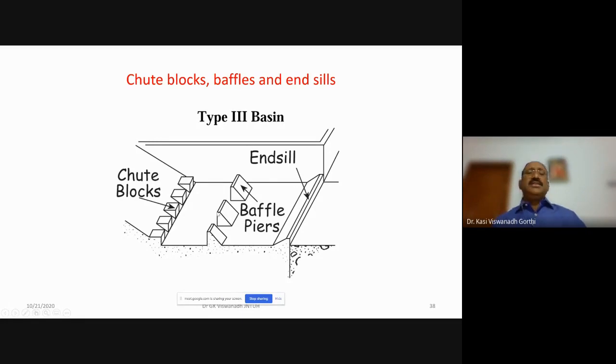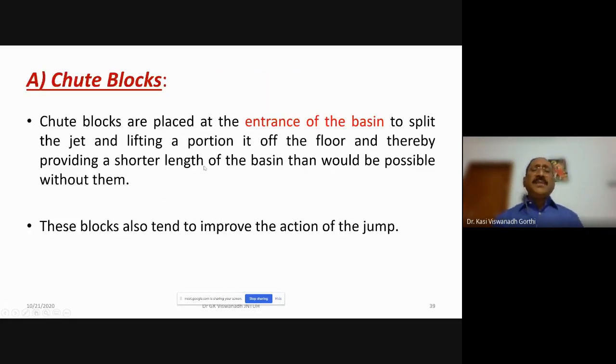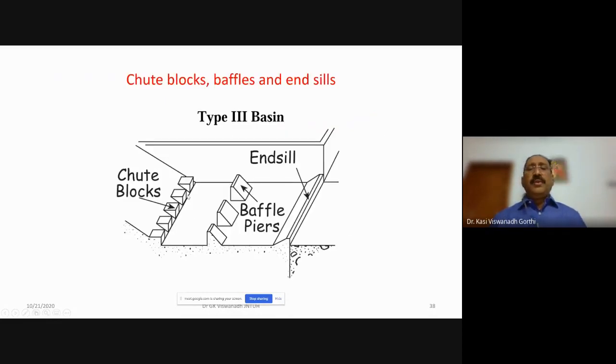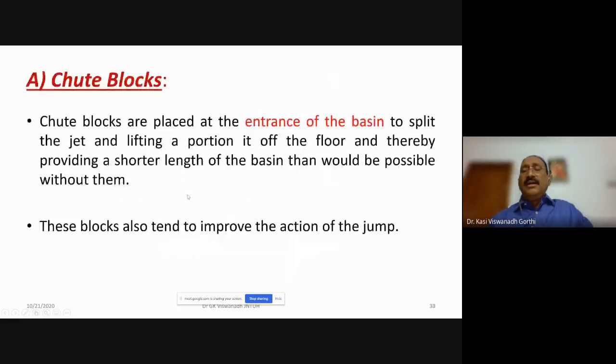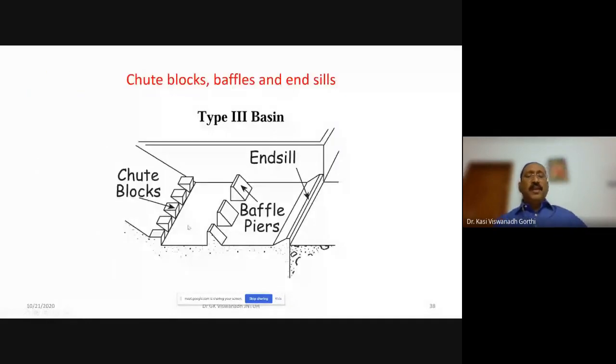of energy. Chute blocks are placed at the entrance of the basin, as we have seen in the figure. These are the chute blocks which are provided at the entrance of the basin to split the jet and lift a portion of it off the floor, and thereby provide a shorter length of the basin than would be possible without them. So by providing the chute blocks, you are now dividing the entire jet.